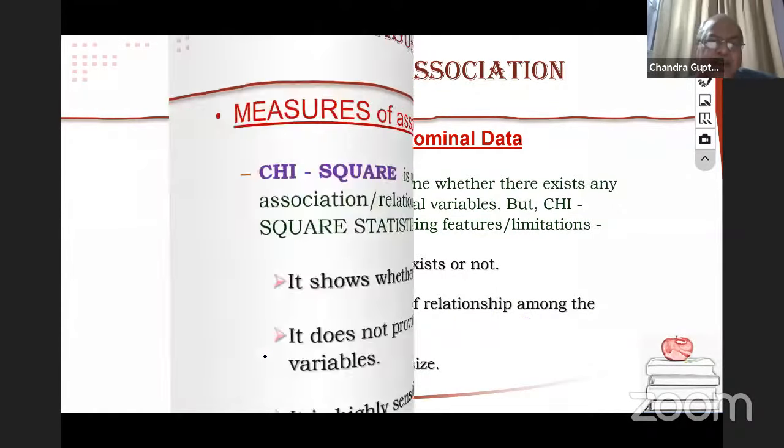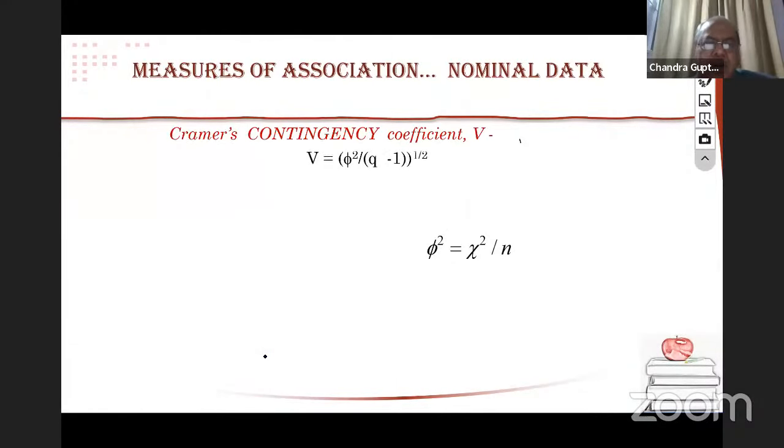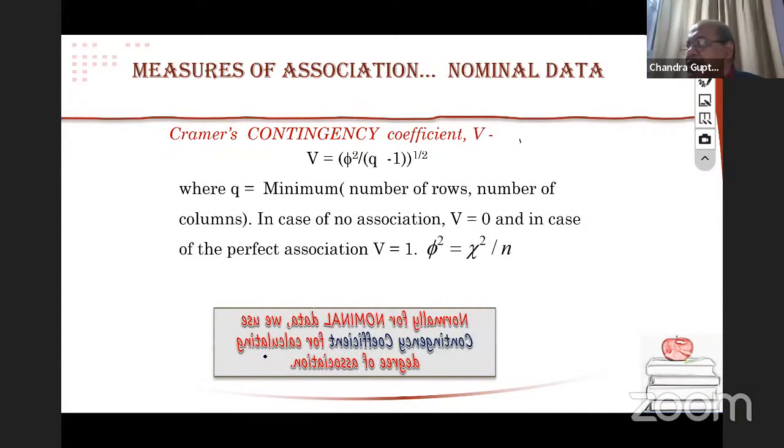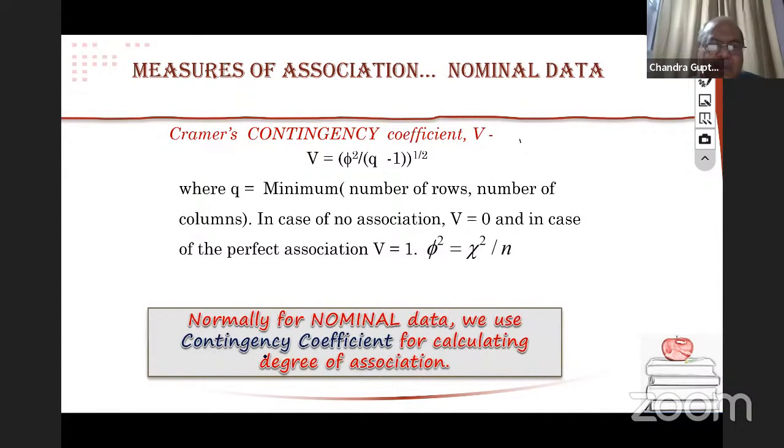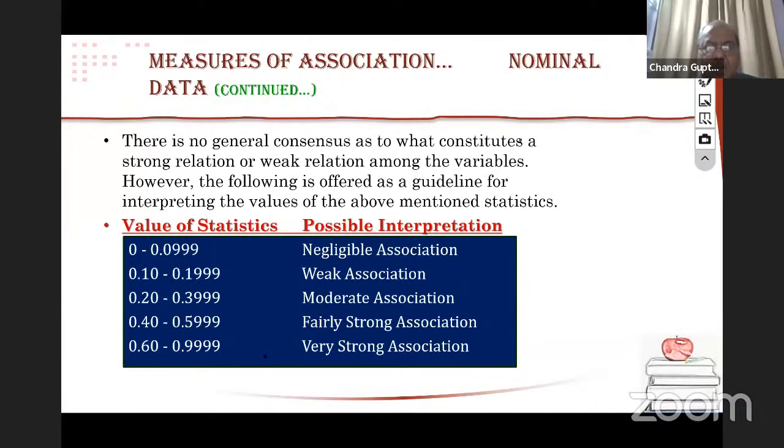So in place of chi-square, we use a measure which is called Cramer's contingency coefficient. I'm not going into the formula for it because we use SPSS to calculate Cramer's contingency coefficient. And these are the possible thumb rules which we have defined for relationship: negligible association, weak, moderate, fairly strong, very strong relationship between the nominal variables.